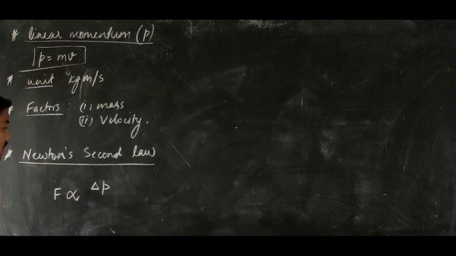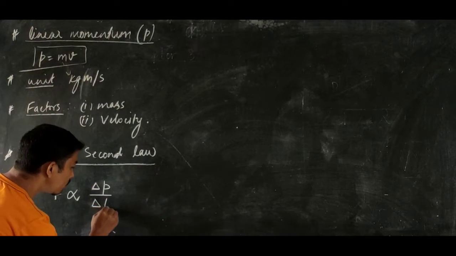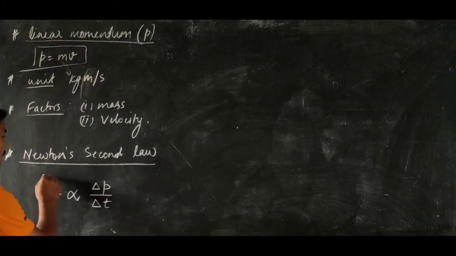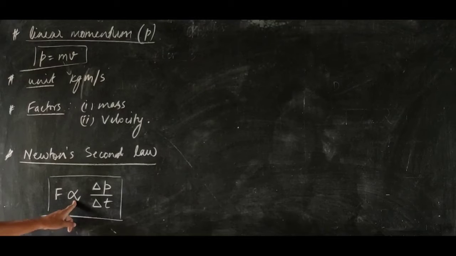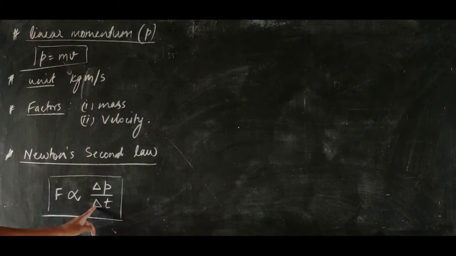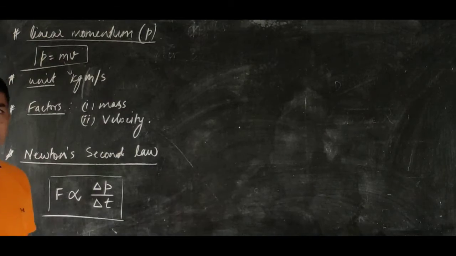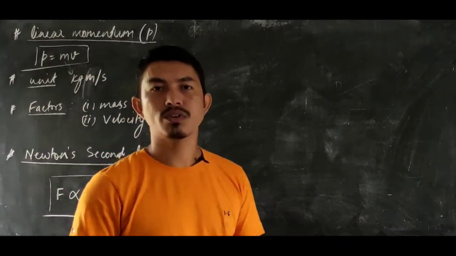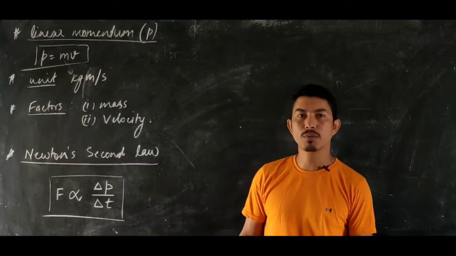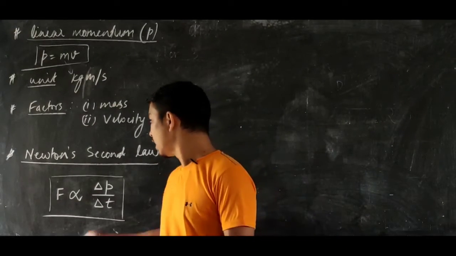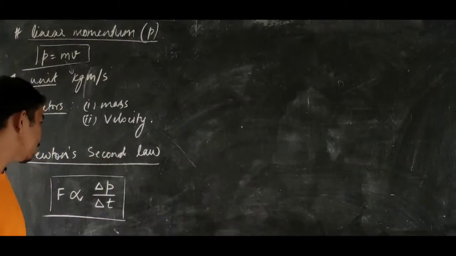What does this del signify? The del signifies a small change during a small time interval t. So this is the mathematical expression for Newton's second law of motion. F is directly proportional to del P divided by del T. So in words you can define it as the rate of change of linear momentum is directly proportional to the force applied, and this change takes place in the direction in which the force is applied.